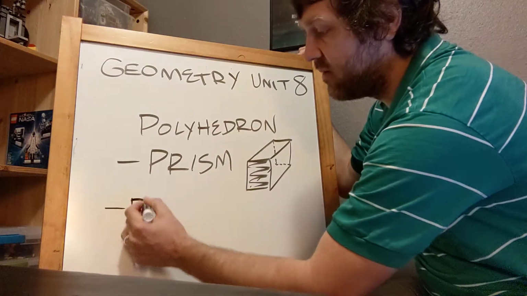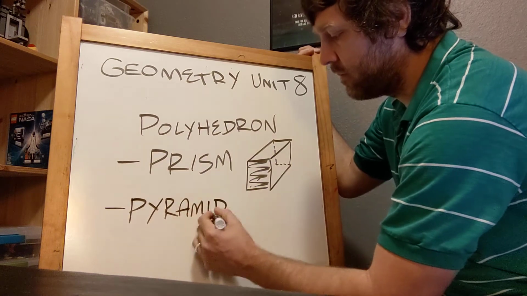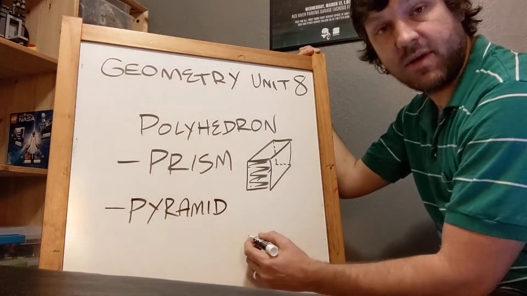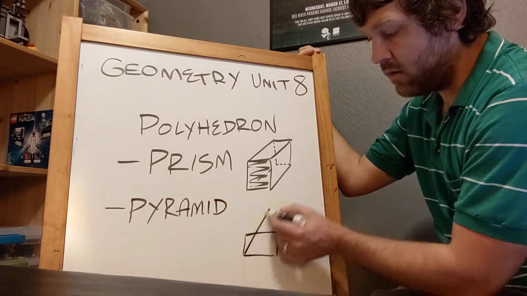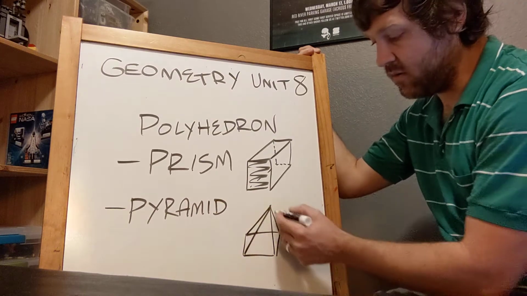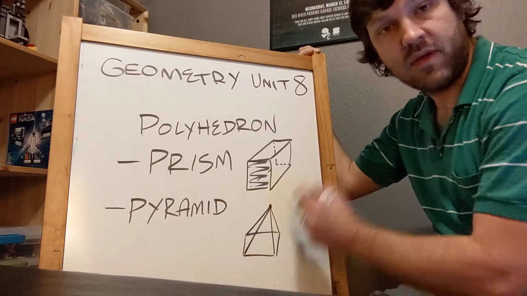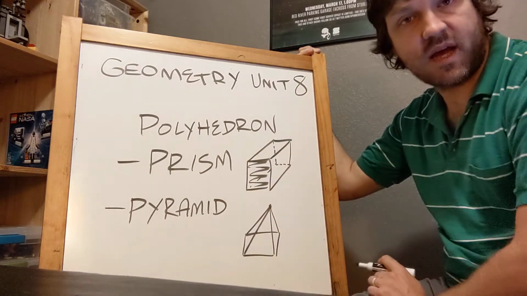And we have pyramids. A pyramid is going to be a shape where you have a base of some kind, and then these other line segments meet at a single point. And so you have this point up here called the apex. So that's a pyramid. So these are your two main types of polyhedron.